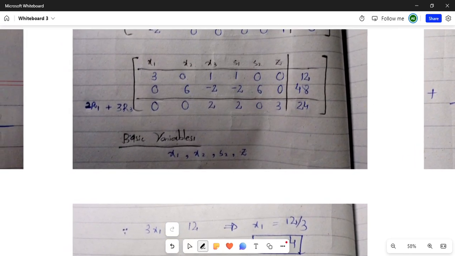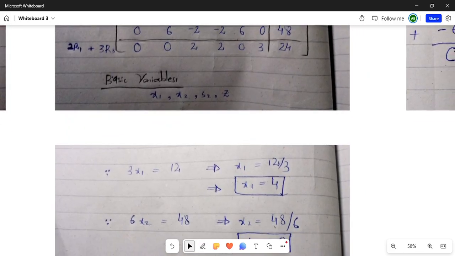Replacing this result in the matrix, we will now identify the basic variables again, as we did in method 1. First of all, what is a basic variable again? A basic variable is a variable which has only one non-zero value in its column. Here we can see x1 is a basic variable because it has only one non-zero value, which is 3. Similarly, x2 is a basic variable. X3 is not a basic variable because it has more than one non-zero value. S1 is not a basic variable, S2 is a basic variable, and similarly Z is a basic variable.